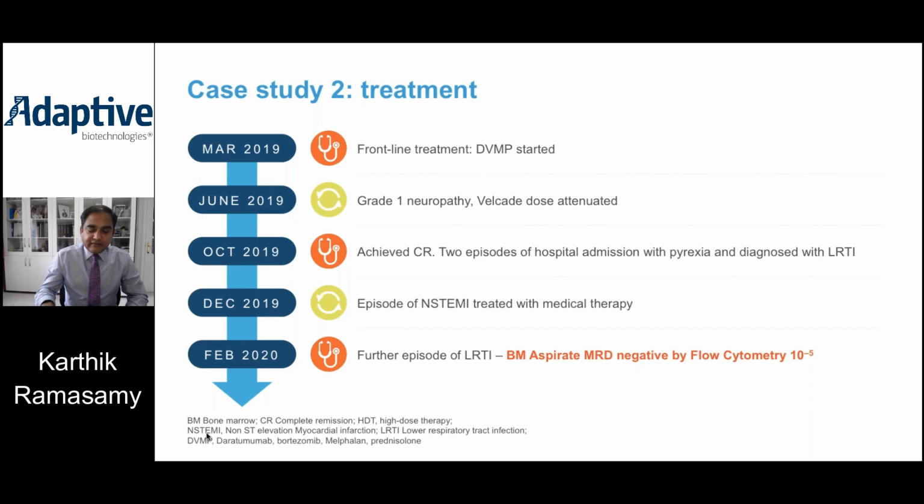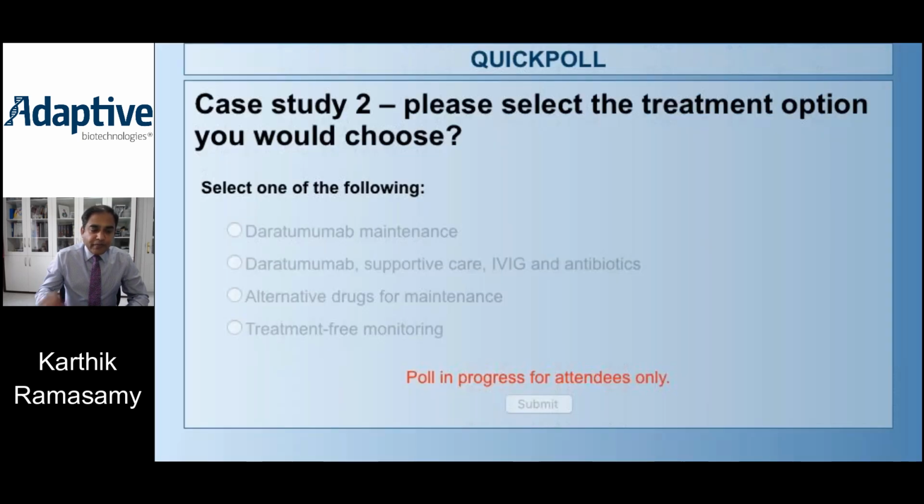He's MRD negative. Now I want to go back and see the poll options again and see whether you would stick with your previous treatment option. Vast majority of you picked either 1 or 2. Let's re-poll now and see whether you would move towards treatment-free monitoring.